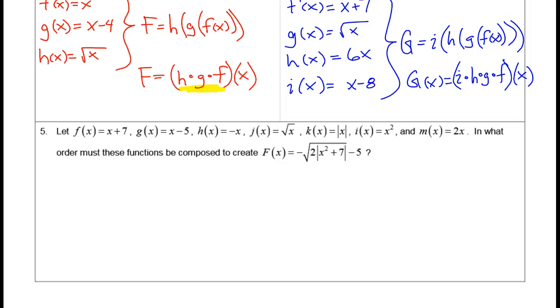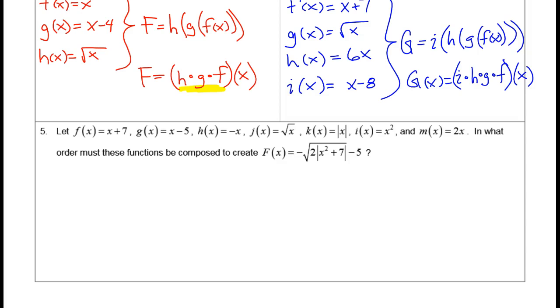We have f of x equals x plus 7, g of x equals x minus 5, h of x equals the opposite of x, j of x equals the square root of x, k of x equals absolute value, i is squaring, and m is a doubling function. In what order must these functions be composed to create this ginormous function f of x?